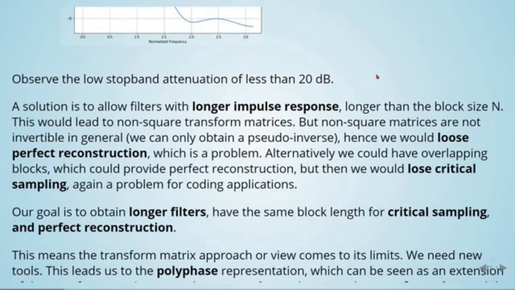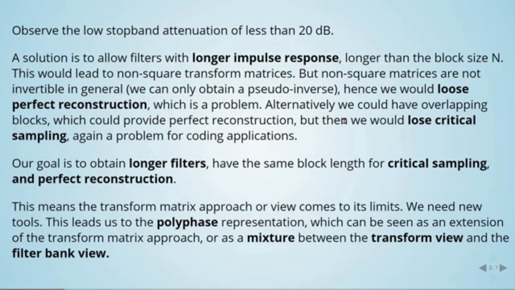Our goal is to obtain longer filters, have the same block length for critical sampling, and perfect reconstruction. This means the transform matrix approach, or view, comes to its limits. We need new tools. This leads us to the polyphase representation, which can be seen as an extension of the transform matrix approach, or as a mixture between the transform view and the filter bank view.